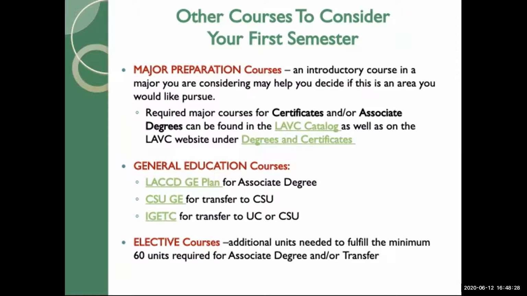So we've discussed different majors. We've seen a non-transferable major like real estate. We've seen a lot of transfer majors on the ADT page. We've discussed different general education plans. So for the student who doesn't want to transfer, the LACCD GE plan. And if a student does want to transfer, we know that we want to use the CSU GE or the IGETC, depending on which campus they're going to be applying to. We also talked about how elective courses can be added to get to 60 units for the associate degree or to transfer.